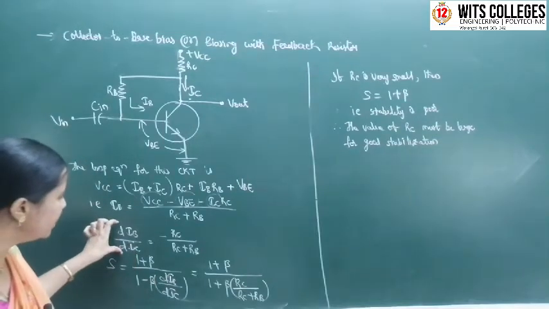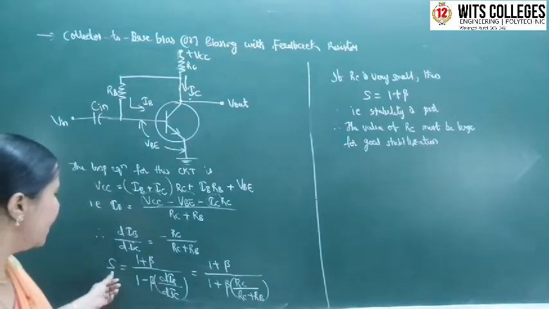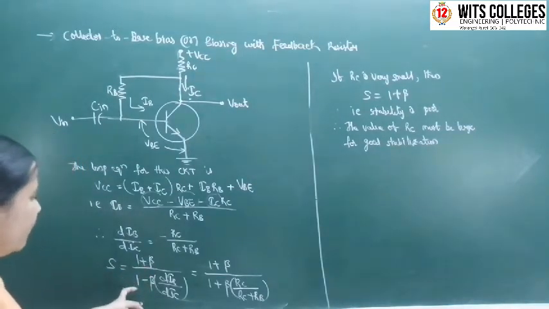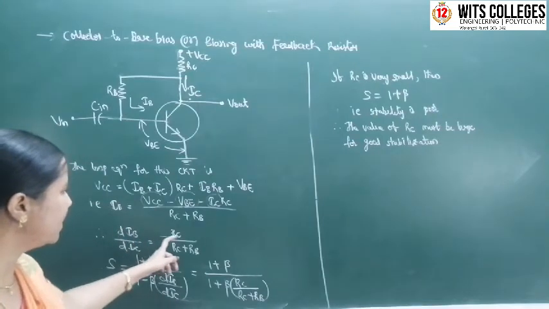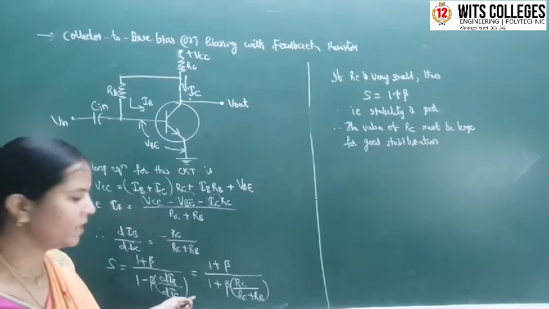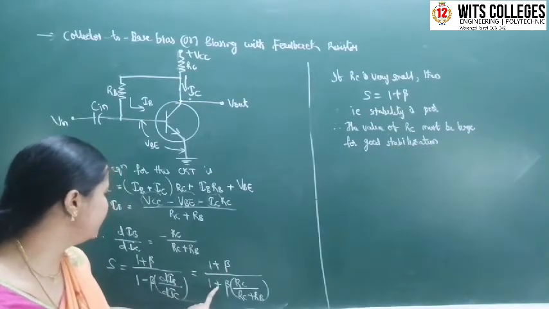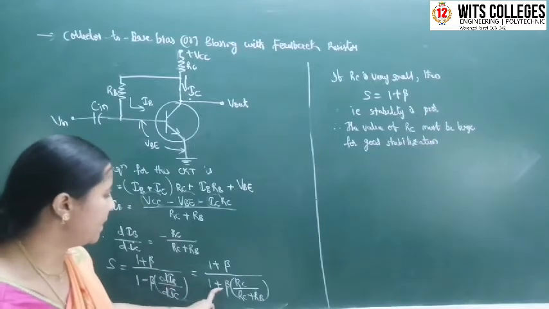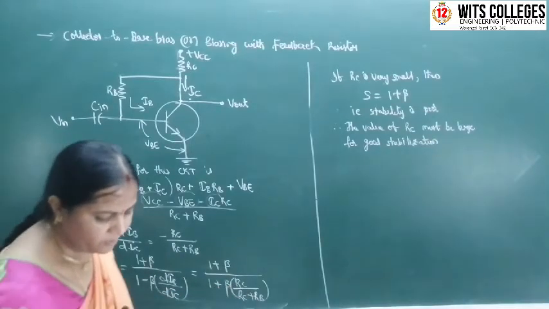So if you substitute this into the stability factor, what is the stability factor equation? S equal to 1 plus beta by 1 minus beta into dIB by dIC. What you got: dIB by dIC is minus RC by RC plus RB. So if you substitute this value in this equation, you will get the stability factor S equal to 1 plus beta by 1 plus beta, minus into minus you will get plus, into RC by RC plus RB. So this is the equation.